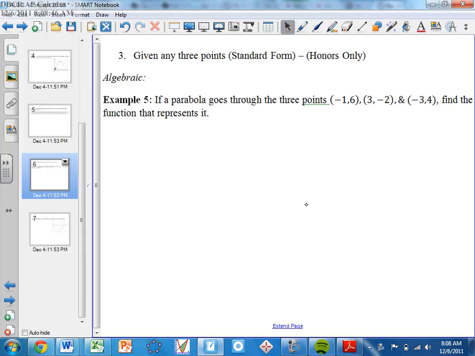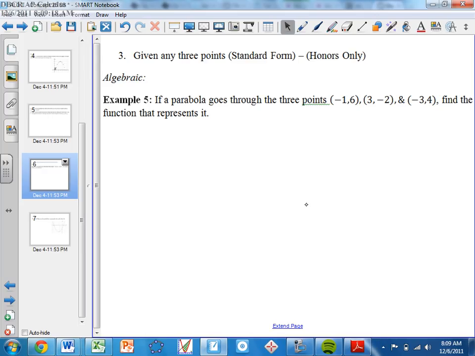Now, this method always works if you have 3 points. Any 3 points. Remember yesterday, for intercept form, we needed 2 intercepts and a third point. For vertex form, we needed a vertex and a second point. Today, all we need is 3 points. It does not matter if those 3 points are the roots, if they are the vertex, if it's the y-intercept, if it's any random point. As long as you have 3 points.